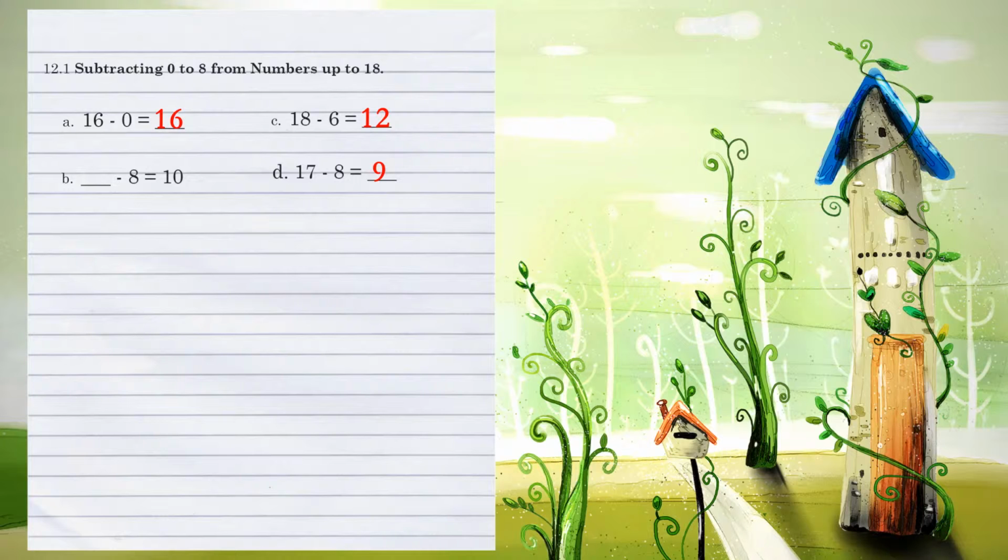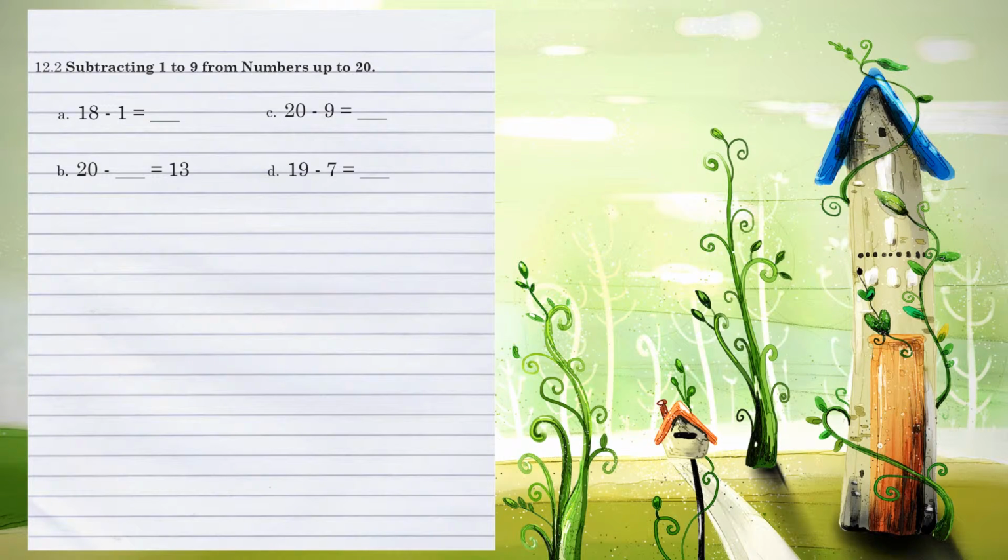Example B, what number minus 8 equals 10? Well, if we look at our answer, we have a tens and a ones unit. We only have a ones unit here, so that means that the 1 that's in our answer is going to also be in our beginning number. So basically we're asking ourselves, what number minus 8 equals 0? Well, we know that 8 minus 8 equals 0, so therefore our starting number is 18.